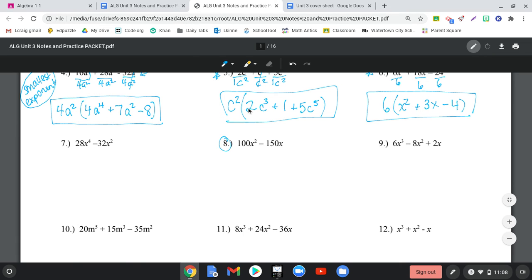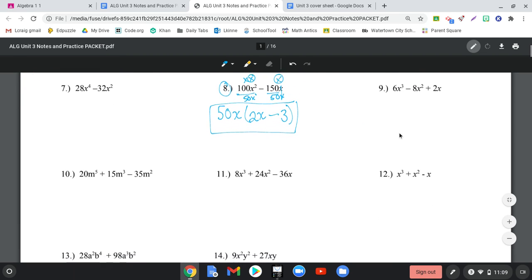All right. So we have 50, and then you have 2 x's and 1 x. You can take at least 1 x out of each. So 50x is what we're going to pull out. Divide each by 50x. 100 divided by 50 is 2, and you're left with x. But again, you can also ask yourself, is 50x times 2x 100x squared? Yeah. All right. 150 divided by 50 is 3, and the x's cancel. All right, so this is factoring GCF.